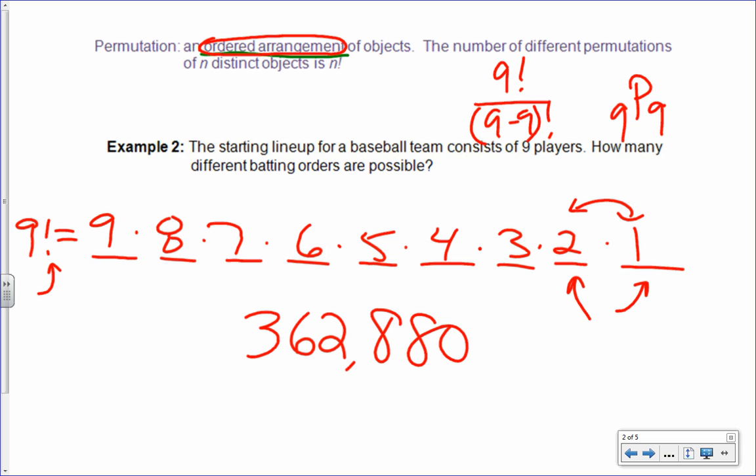Here's the kicker: 0 factorial is 1. You can type that into your calculator if you want. So really it ends up being 9 factorial over 1, and doesn't it end up being this then? It is. Okay, so the formula works here as well.